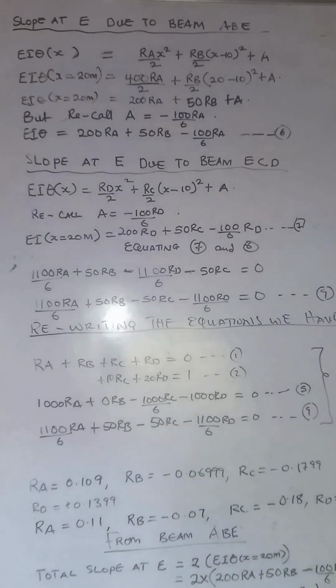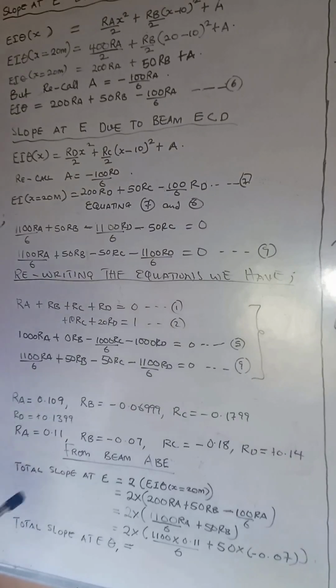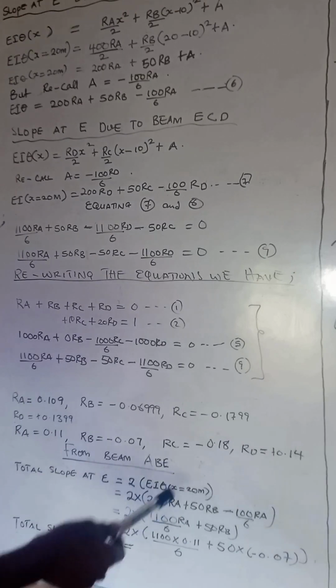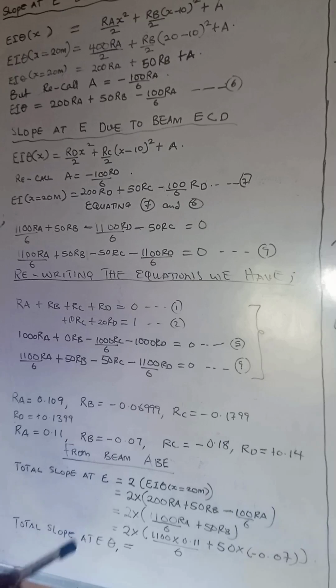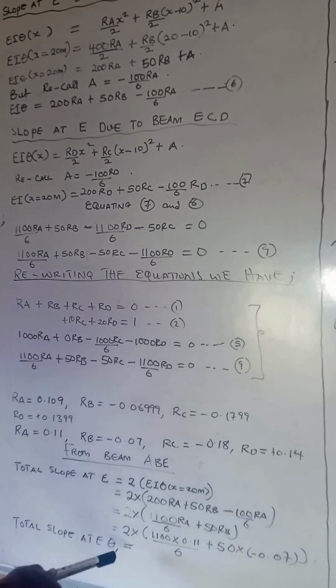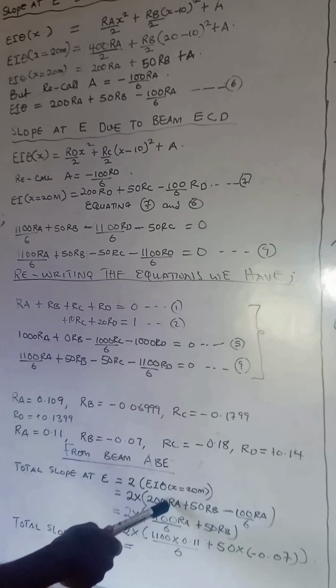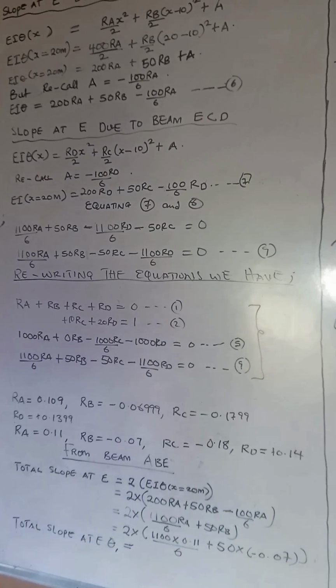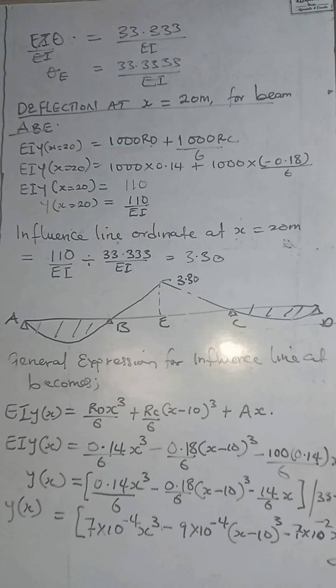Now from beam ABE, we say that we have the total slope at E to be twice, because the beam is symmetrically divided, so we are expecting a similar slope for both sides. So I said 2 times the slope when X is equal to 20. If we work that out, multiplying the variables by their values, we have the expression as this. Then we have the exact value for the slope to be 33.333 over EI, which is the flexural rigidity.